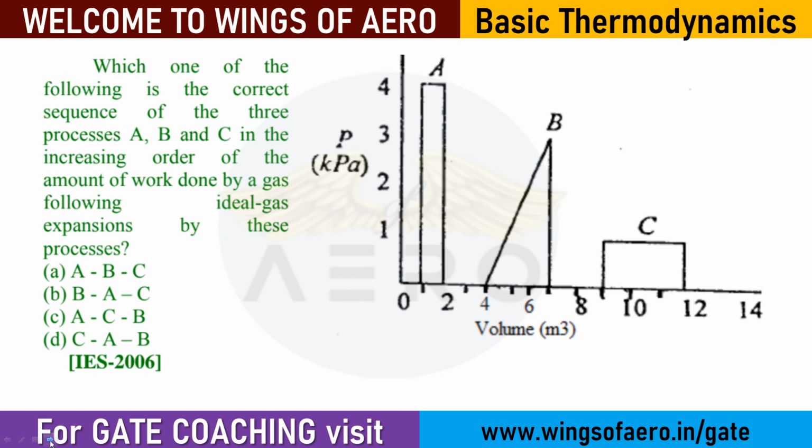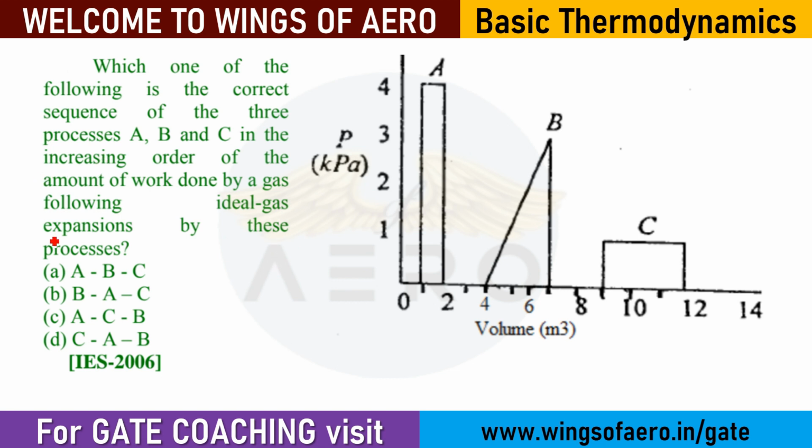and then we will move to the fresh topic, that is the second law of thermodynamics. Today we will see problems based on the second law of thermodynamics. But before that we will solve this problem. Which one of the following is the correct sequence of the three processes A, B and C in the increasing order of the amount of work done by a gas following ideal gas expansion by this process?